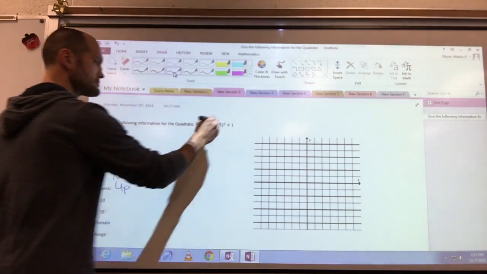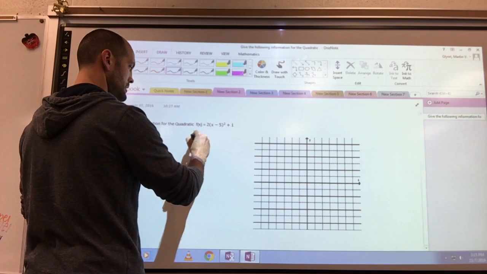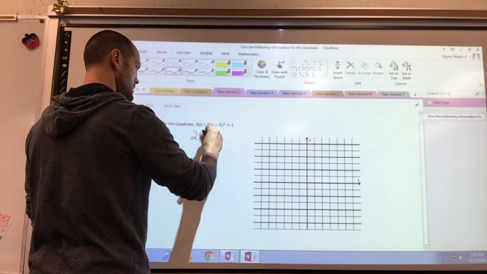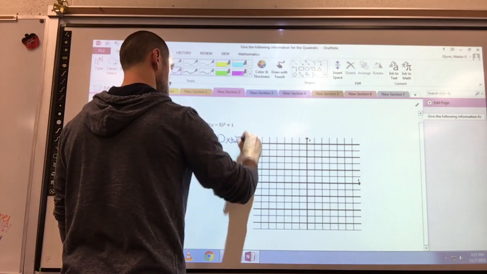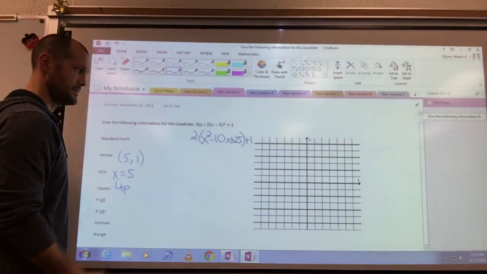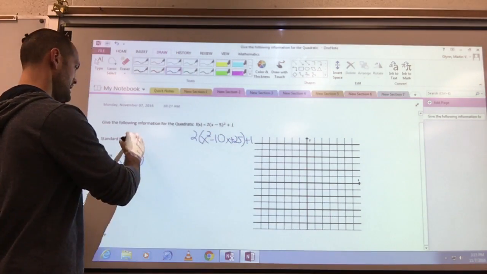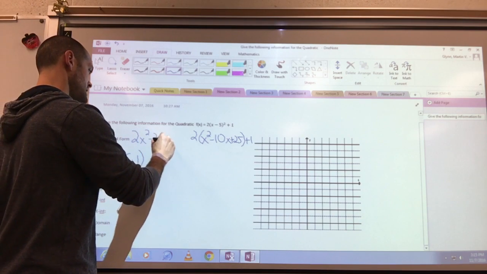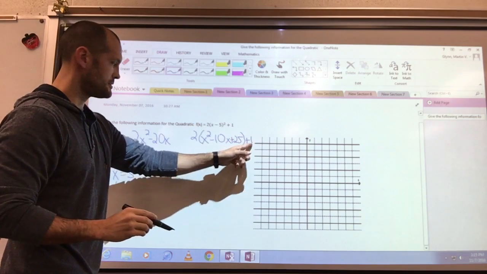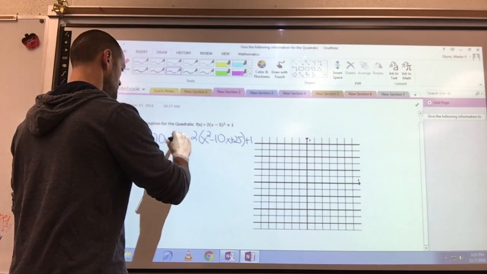I need to multiply this out. I get 2 times x squared minus 10x plus 25, plus 1. Distributing the 2, I get a 2x squared minus 20x. Now I'm going to get 50, then I add 1, plus 51.